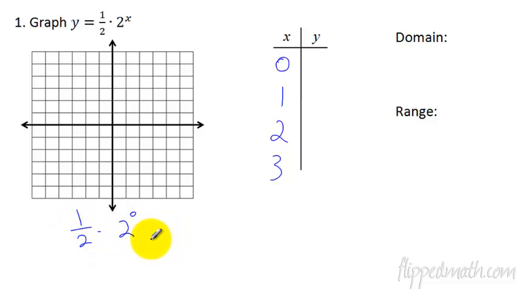What's 2 to the 0 power? That's a 1, so we just have 1/2 times 1. So the y value is 1/2. All right, now let's do it with the number 1. Now we have 1/2 times 2 raised to the first power, so that's 1/2 times 2, which equals 1. So when x is 1, the y value is 1.